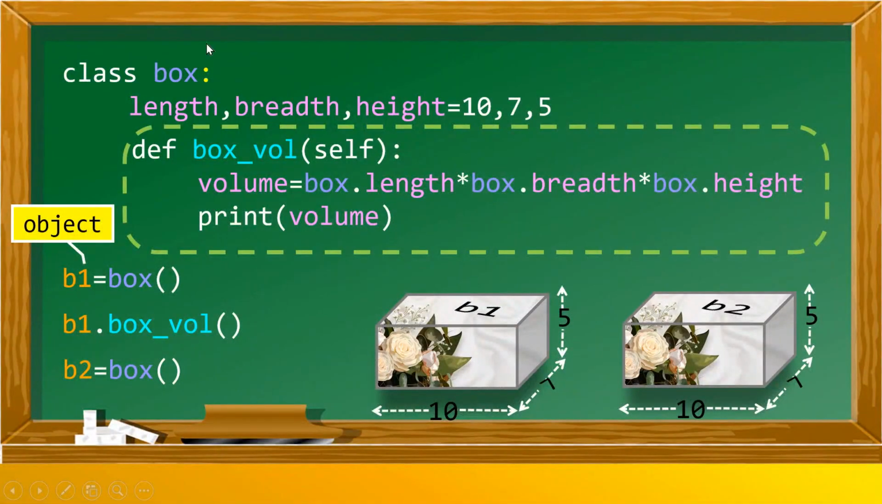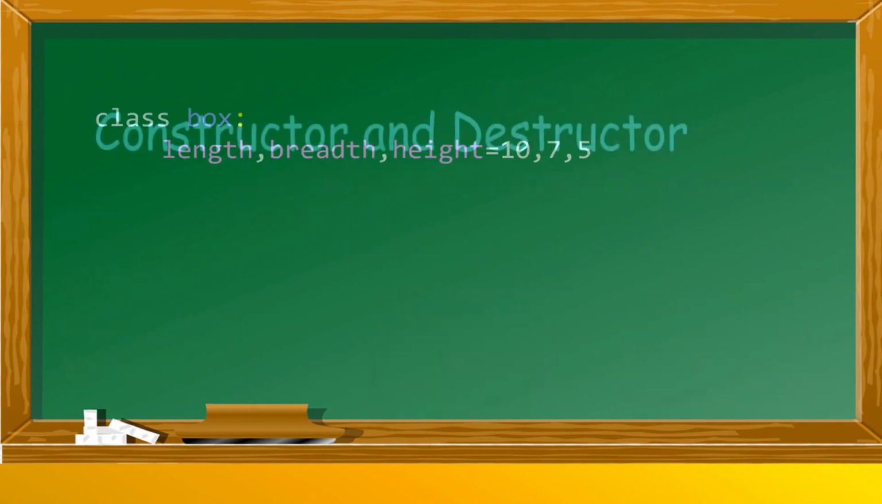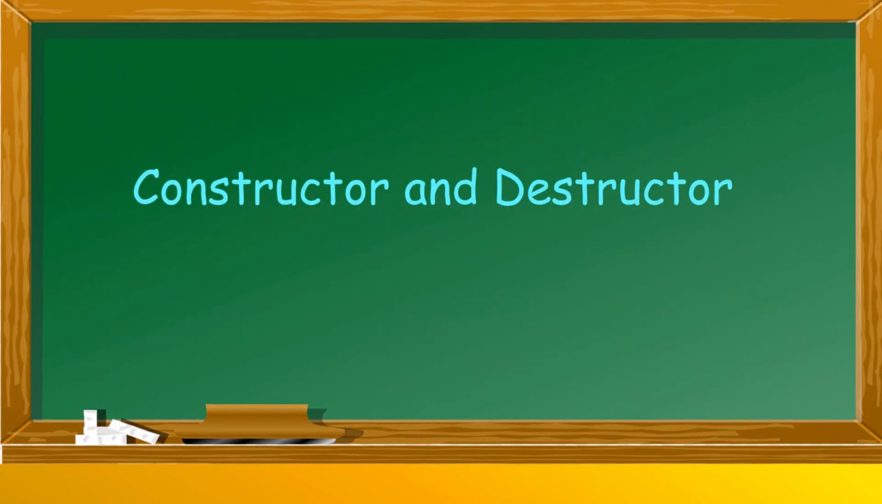So now I have to redefine my class Box so that I am able to create objects with each object having unique values for its attributes length, breadth and height. For that, I have to teach you about constructor and destructor.